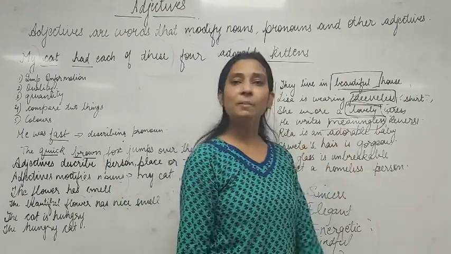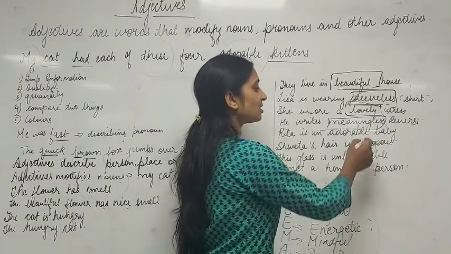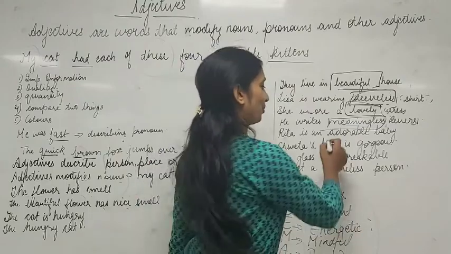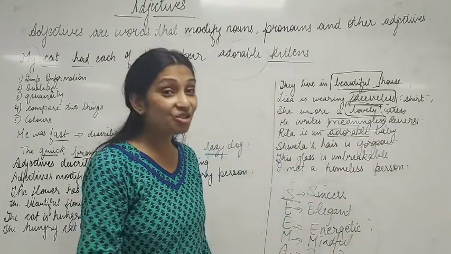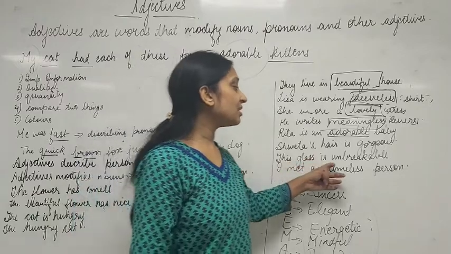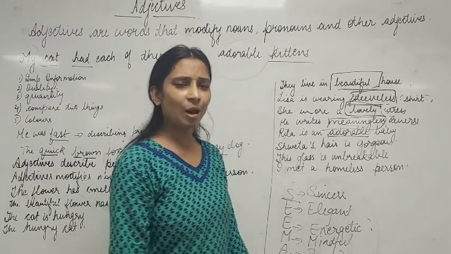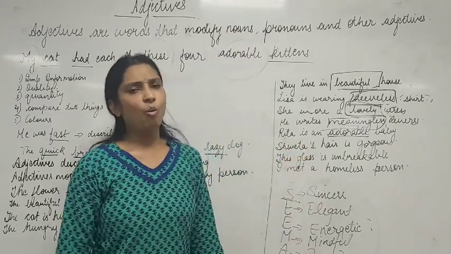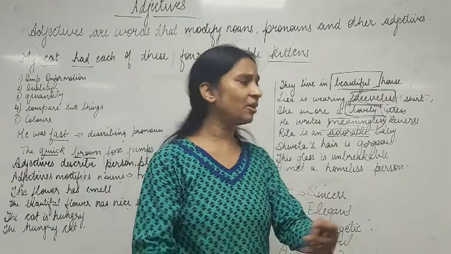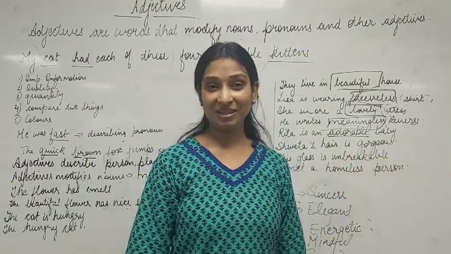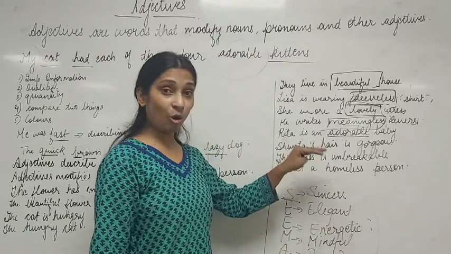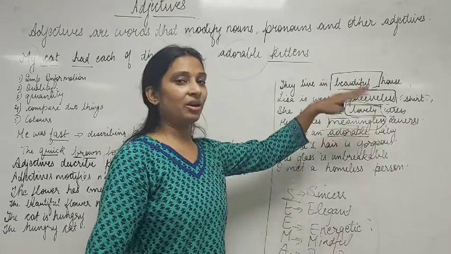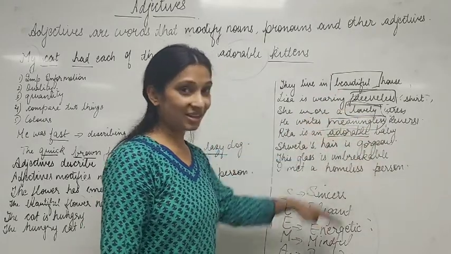Rita is an adorable baby. Is there anything that is describing baby or Rita? Yes, it is adorable. Okay, so adorable here is an adjective. Clear? This glass is unbreakable. What is the noun here, children, in this sentence? Glass. Okay, the noun is glass. What is the word that is describing the noun here? It is unbreakable. Okay, so it is telling us the quality of the glass. It is telling us that the glass is unbreakable. So hence here unbreakable is an adjective. Clear?